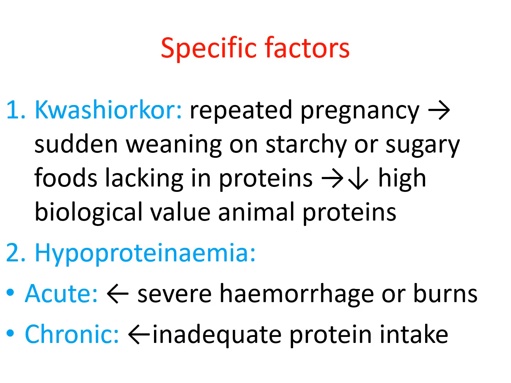Specific factors. Kwashiorkor: repeated pregnancy will lead to sudden weaning on starchy or sugary foods lacking in proteins. This leads to a decrease in high biological value animal proteins. Hypoproteinemia: acute, due to severe hemorrhage or burns; chronic, due to inadequate protein intake.